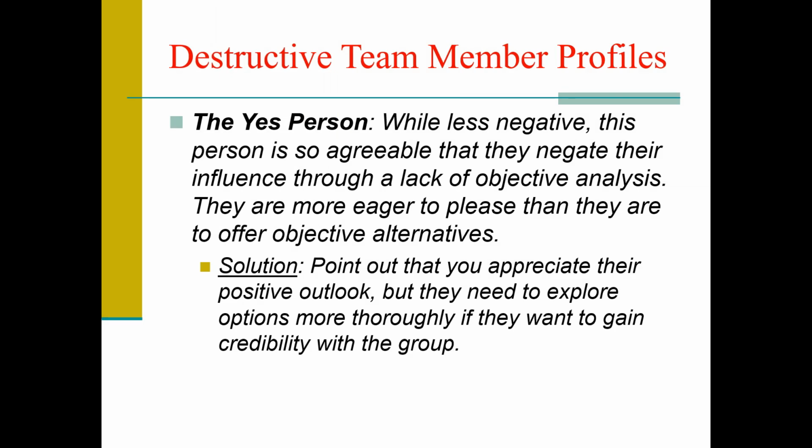Next is a yes person. He doesn't say no. He doesn't know how to say no. He says he's okay with everything. He's a person who is very less negative and agreeable to everything. He doesn't have any objection to anything.